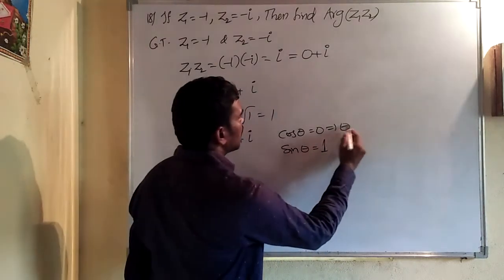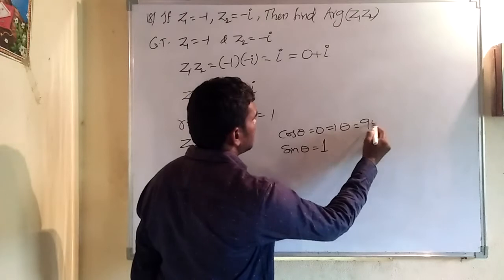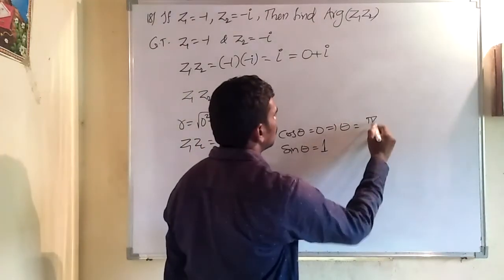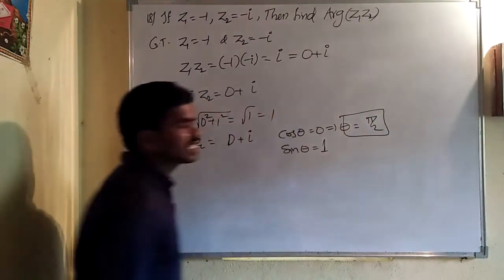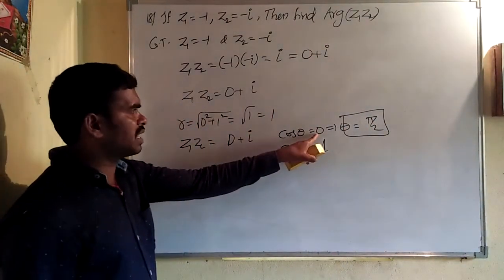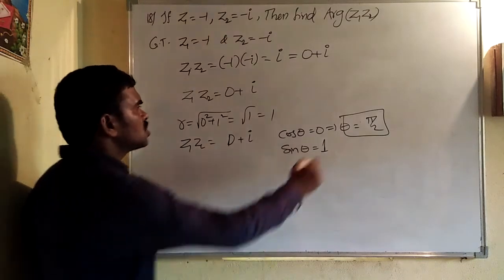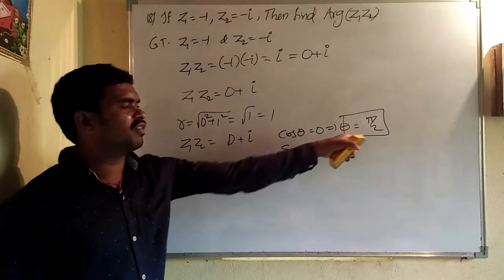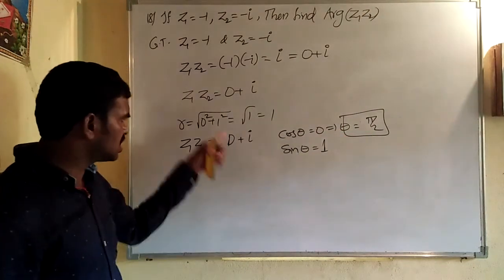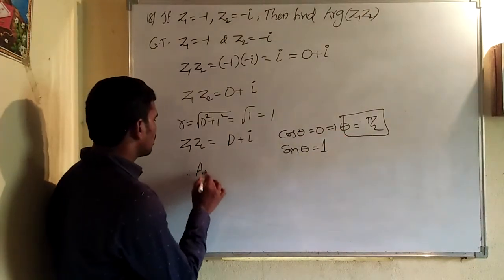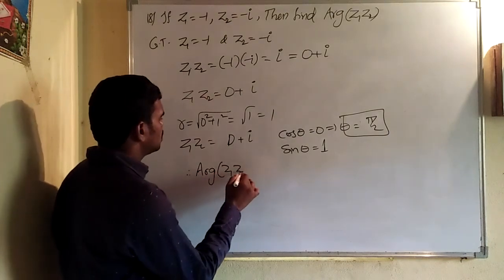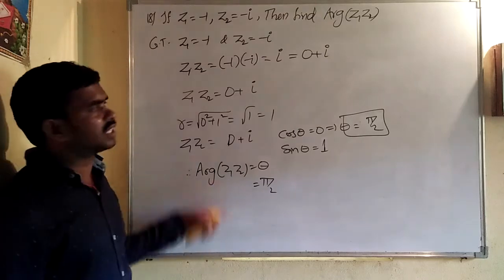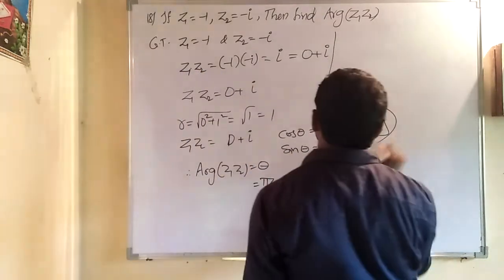Okay now, theta equal to 90 degrees, sorry, pi by 2. At angle pi by 2, the cos value is 0 and the sin value is 1. So theta means pi by 2, meaning argument Z1 into Z2 is nothing but pi by 2. Okay, this is one method. So argument Z1 into Z2 equals theta, that is pi by 2.